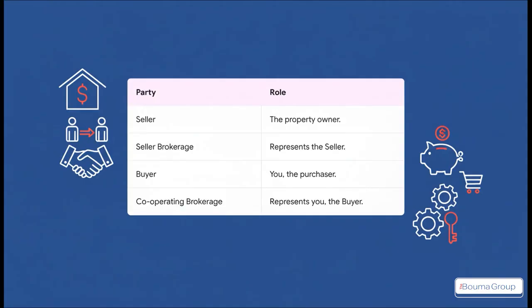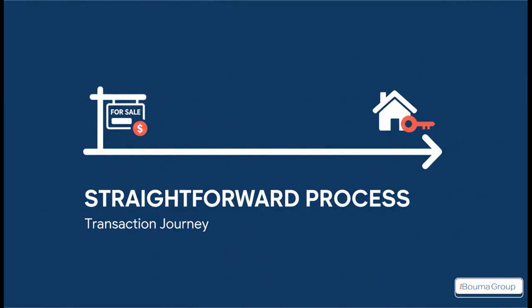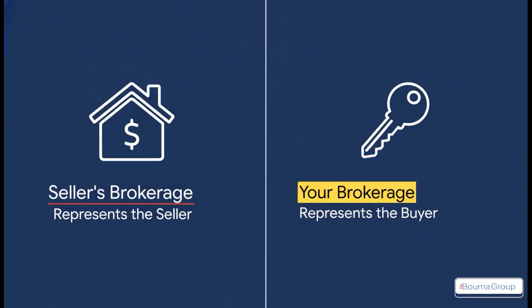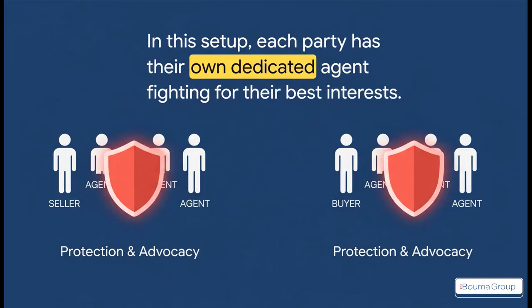You've got 4 main parties: the seller, their brokerage, you, and your brokerage. All right, let's look at the most common setup. It's pretty straightforward. So you have one brokerage for the seller and another one representing you, the buyer. This way, you each have your own dedicated representation looking out for you.